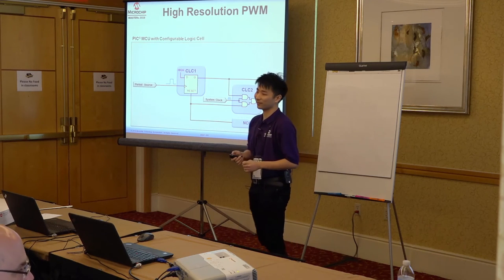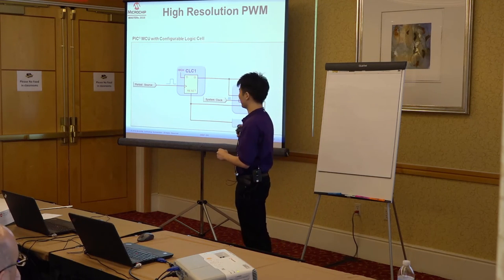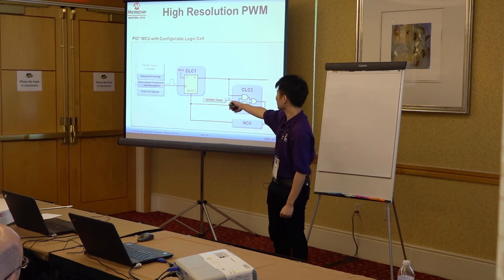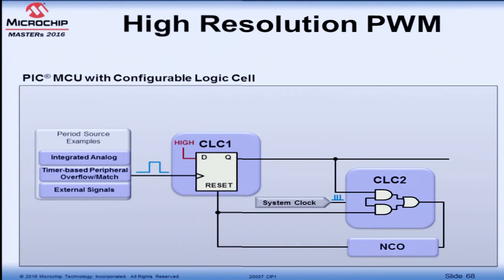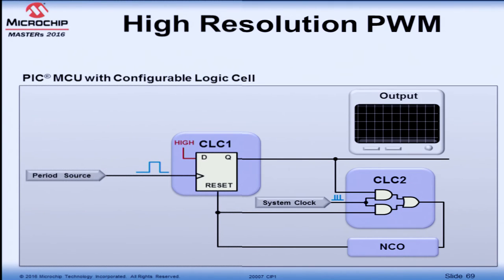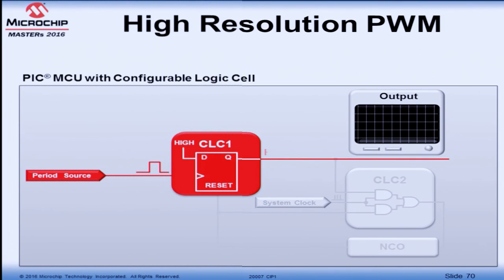So how do we get these two things based on this application? We have a period source that can be generated by integrated analog, can be timer based, and even an external signal. And we can use that to be our period here. If you look at the output here, your period signal is going to have a rising edge coming into CLC1, going through a D-latch. And now the output of CLC1 is going to be turned high.